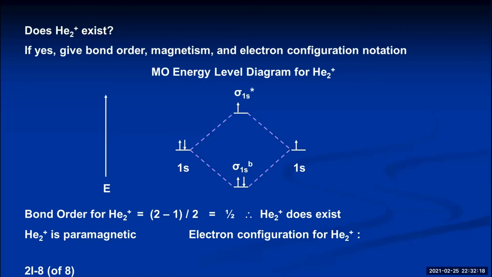And then can you give me the electron configuration notation for this? You have 2 different sublevels that have electrons. This is the sigma 1s bonding. This is the sigma 1s antibonding. So you name sigma 1s bonding in parentheses, and then you tell how many electrons are in it. Then you name sigma 1s antibonding in parentheses, and you tell how many electrons are in it. So sigma 1s bonding 2, sigma 1s antibonding 1.